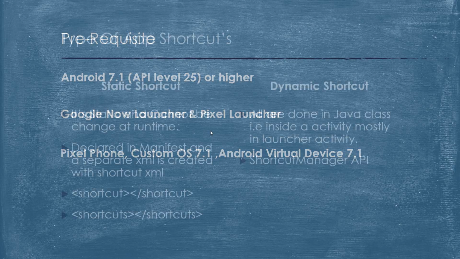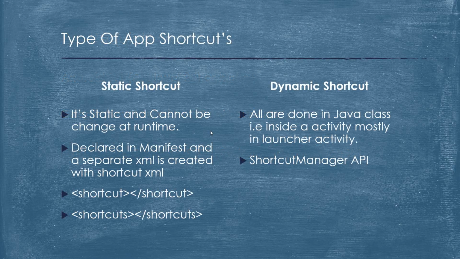So there are two kinds of app shortcut currently available in Android. One is a static shortcut and another is a dynamic shortcut. A static shortcut, as the word itself says, is static, and it cannot be changed at runtime. Once it is declared, you can change it only when you provide app updates. In the static shortcut, you have to declare your shortcut in the manifest file. So we will see how we can declare that in the manifest file.